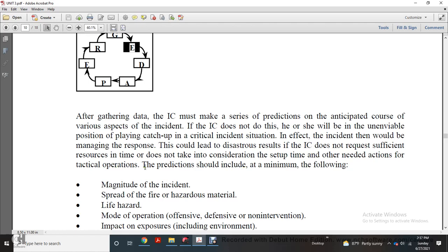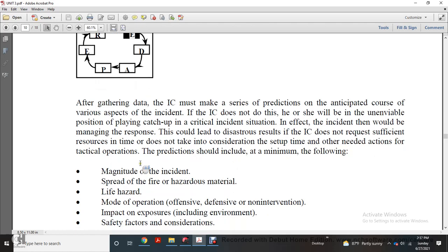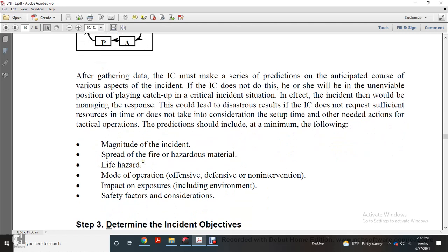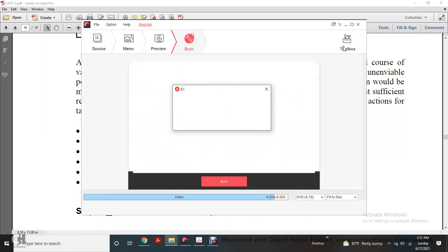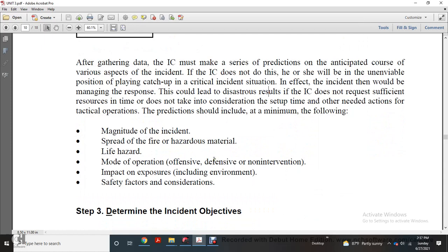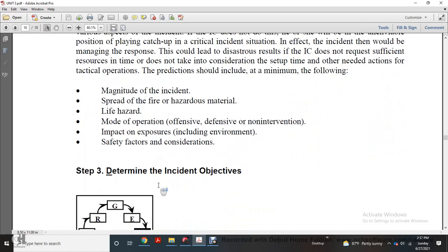Time. Other needs, action, and tactical operation predictions should include, at minimum, the following: magnitude of the incident, spread of the fire and hazard material, life hazard, mode of operation (offensive, defensive, or non-intervention), and impact of the exposures. Include environmental safety factors consideration.